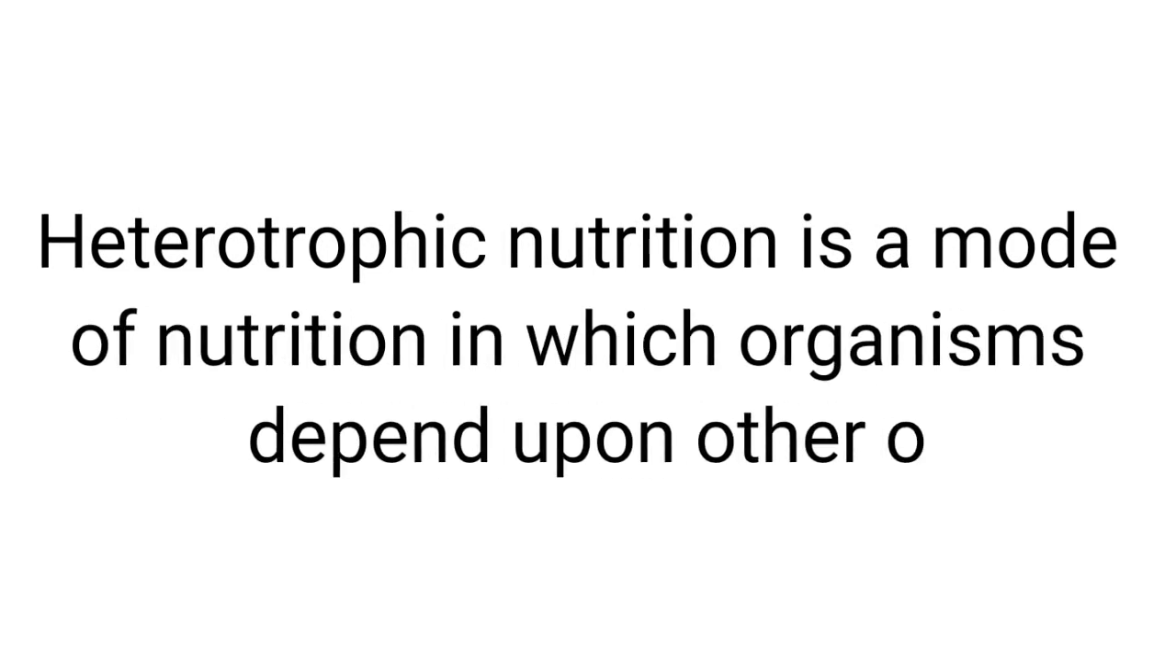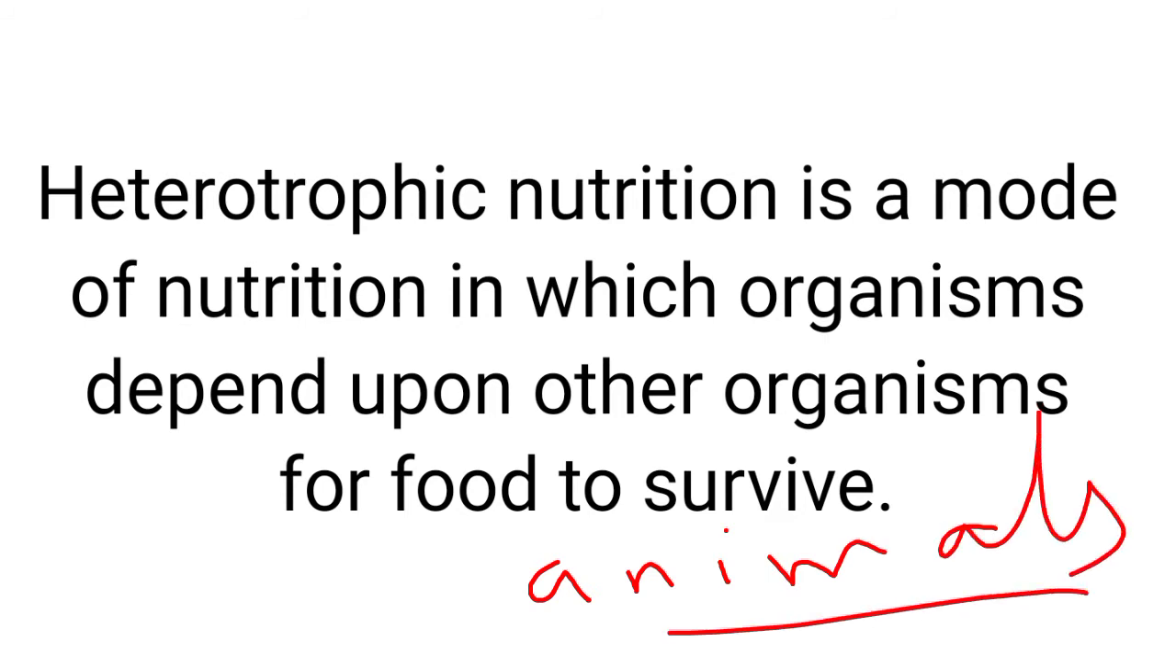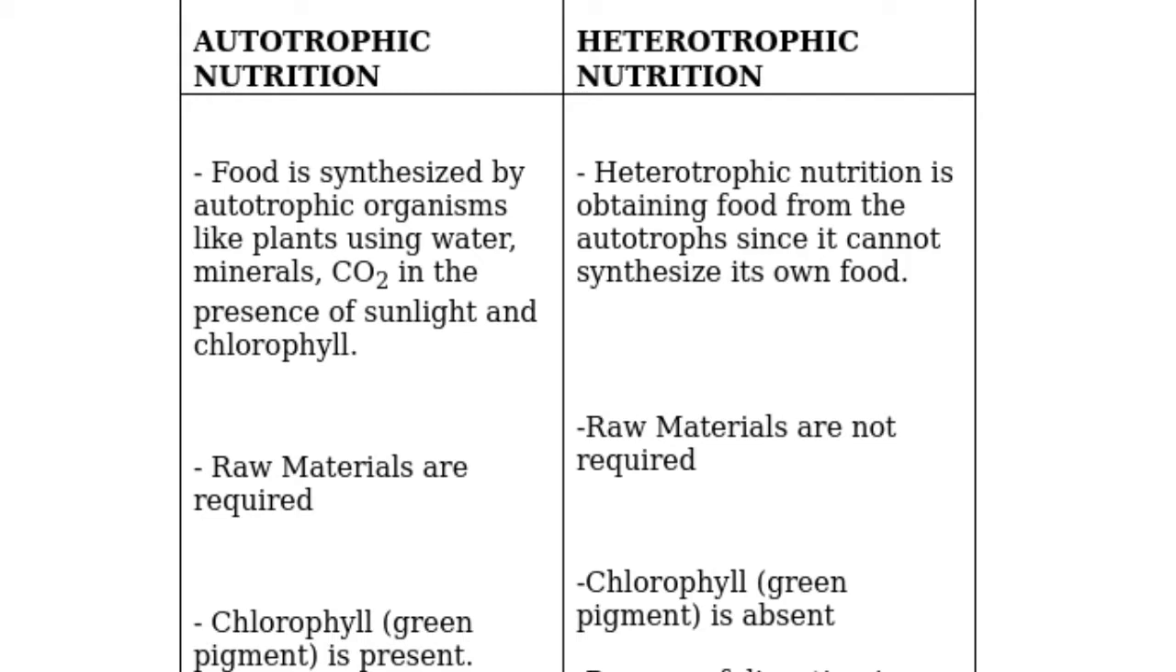Next, heterotrophs. What is meant by heterotrophs? The word hetero means other. The organisms which depend on other organisms for their food and nutrition are known as heterotrophs. Examples of heterotrophs are animals. Animals depend on plants for their nutrition. Here is a difference between autotrophs and heterotrophs. Please go through that.